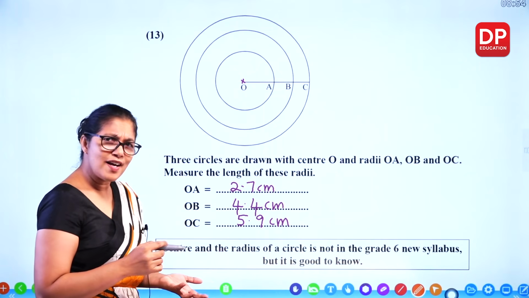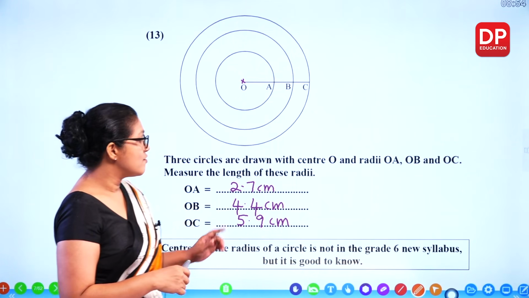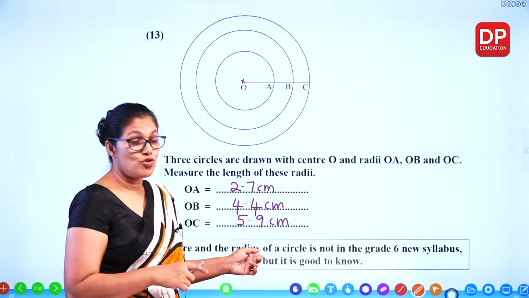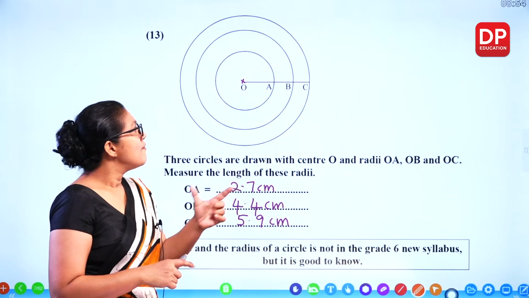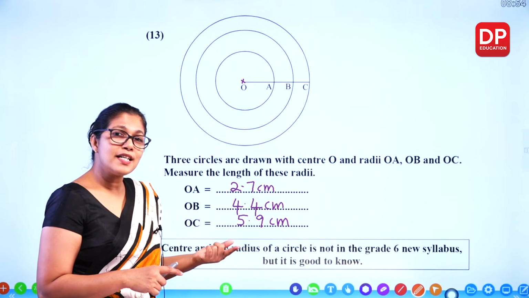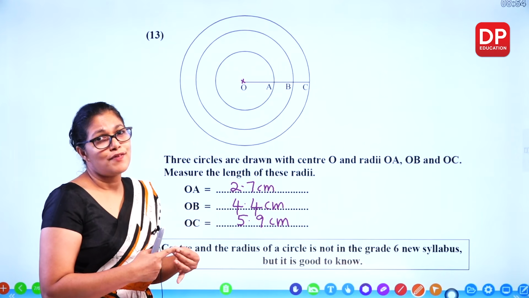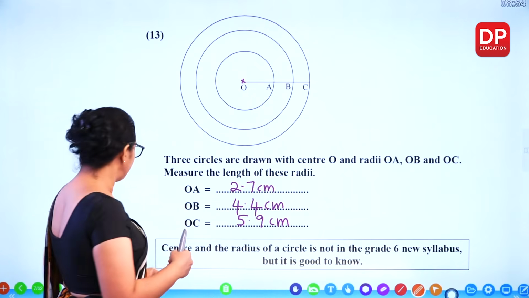So what can you say about these values? All are different. So center and the radius of a circle is not in your grade 6 new syllabus, but it is good to know. So here we can see when you take different size of circles, the radius values are different. So radii are different values.